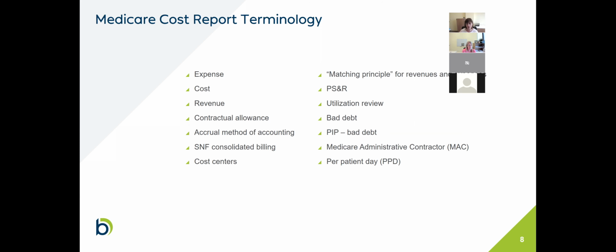And finally, let's talk about per patient day. That is a standard of presenting costs and revenues in order to compare them between different facilities or cost centers. So a per patient day statistic is any cost or expense or revenue that is divided by the number of patient days that service or revenue applied to, just so we can compare operational benchmarks of how well you're doing in some area.